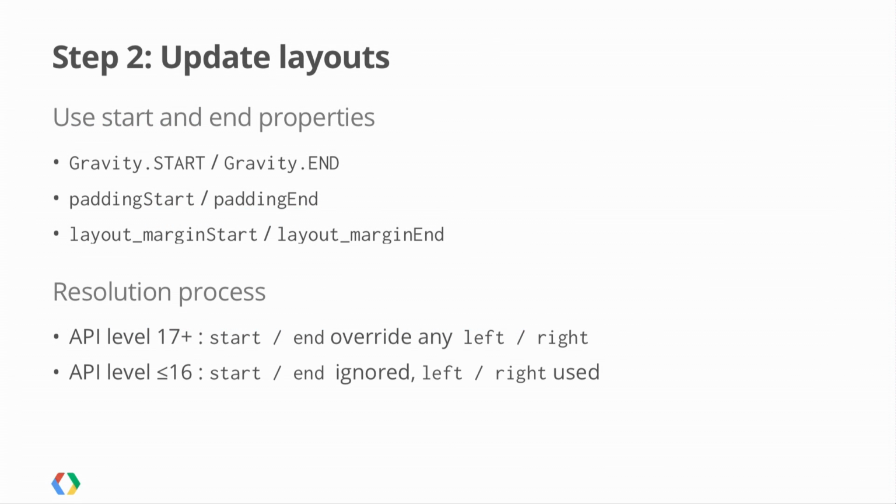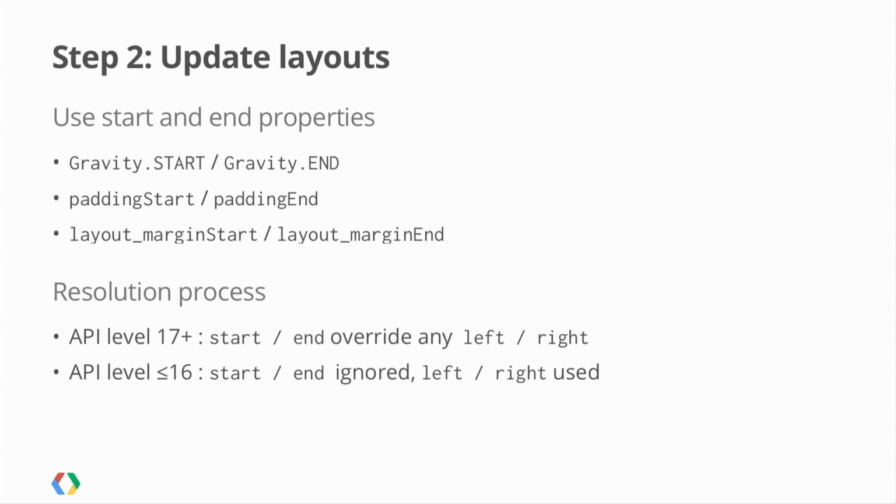Now step 2 is about updating layout and taking care about resources. If you remember well, when you're dealing with layout, you have left and right properties: padding left, padding right, gravity left, gravity right. Now we are introducing start and end properties. Those properties are relative ones, and we are considering left and right as absolute ones. So going from start end to left right is a resolution process.